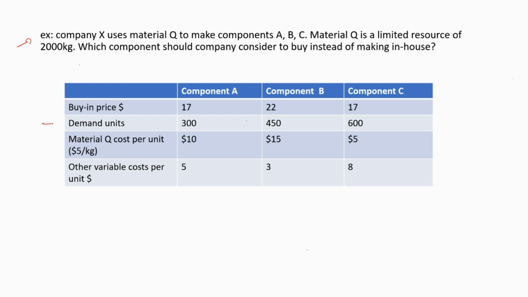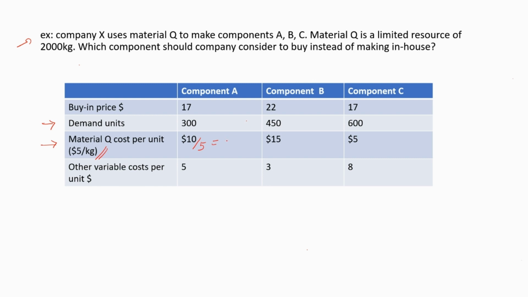They have given the demand for each component and the material Q cost per unit. As you can see, they have given the material cost per kilogram. Now we have to find how many kilograms of material Q are needed for each component. We can simply divide this value by 5. This will give us the amount in kilograms needed to produce each component.